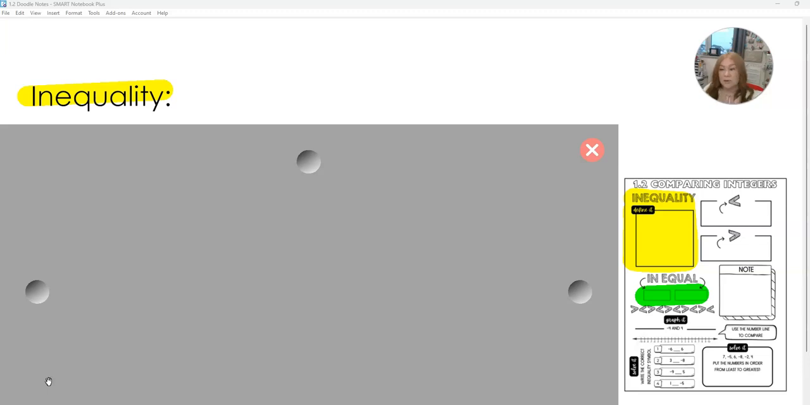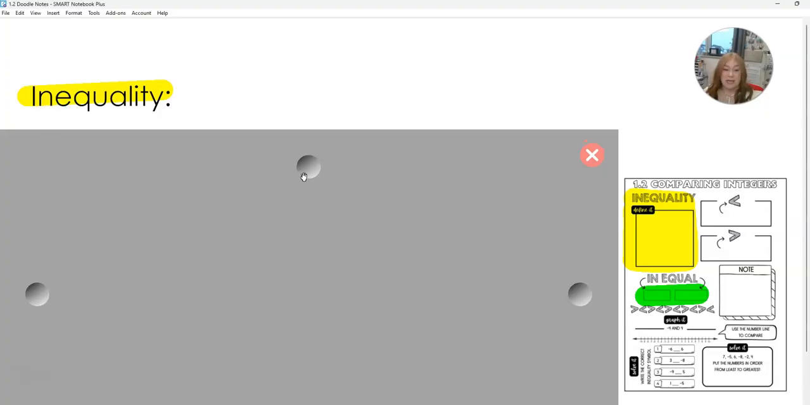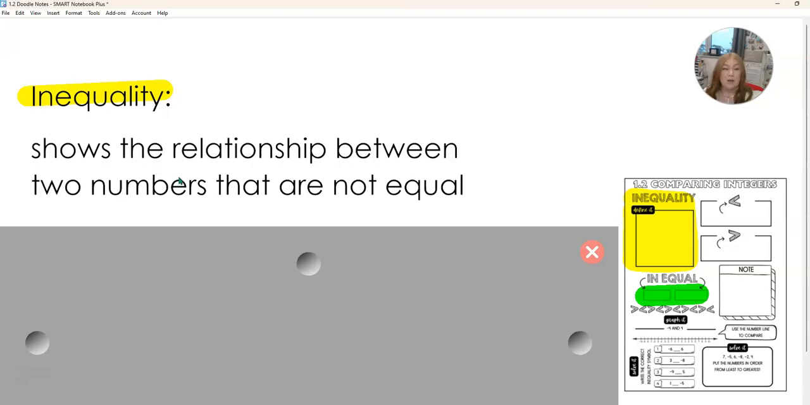For 1.2, we are going to start learning about inequalities. You have probably used these before, but we've really got to understand that vocabulary word. So when it asks us to write an inequality, we need to understand what that wants us to do. So let's look at this vocabulary word, inequality. An inequality is showing the relationship between two numbers that are not equal.